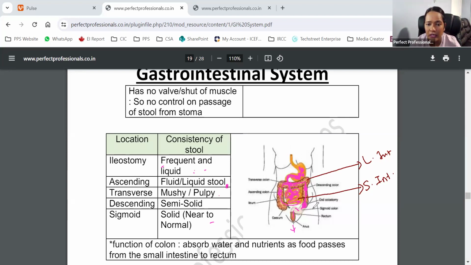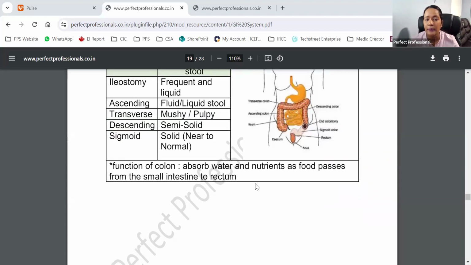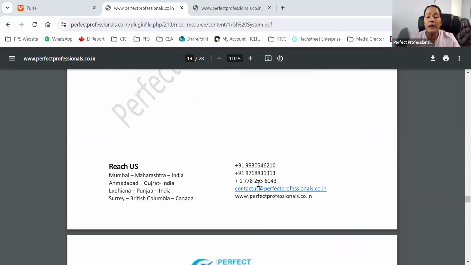So we have to see where the stoma is; according to the stoma, the characteristics or consistency of the stool will be there. This is very important, remember this, because you are teaching this to the patient. We have to give health education, that's why it's important. This is nursing care.